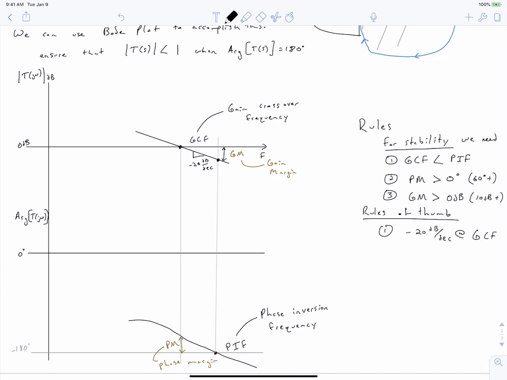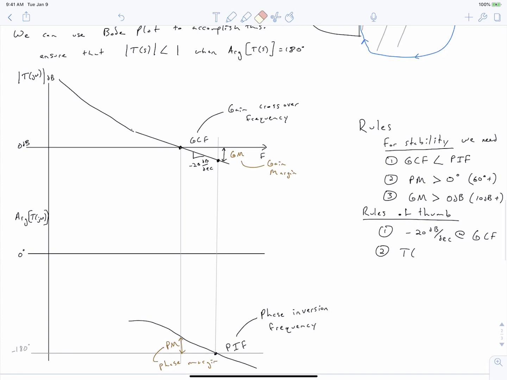The next rule of thumb is that when you're out here in the low frequency regime, you want T of j omega to be as large as possible. So specifically at 0 hertz, you want T of 0 to be as large as possible. You take infinity if that is possible.